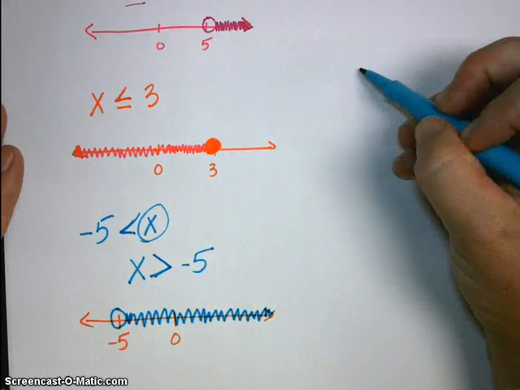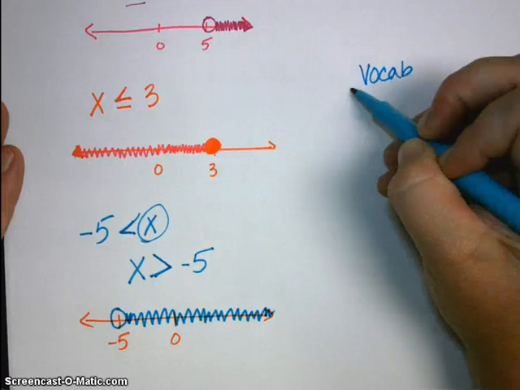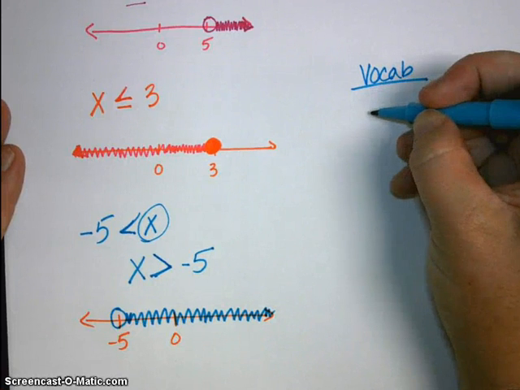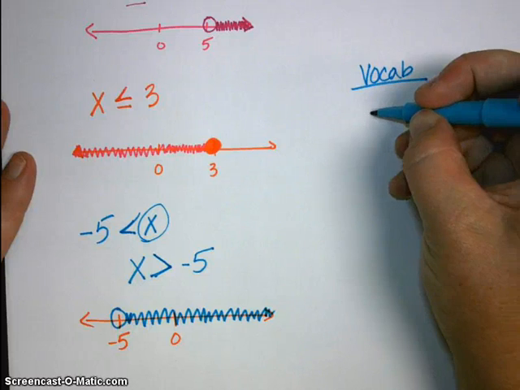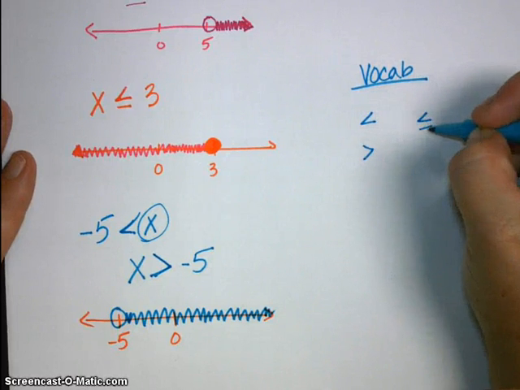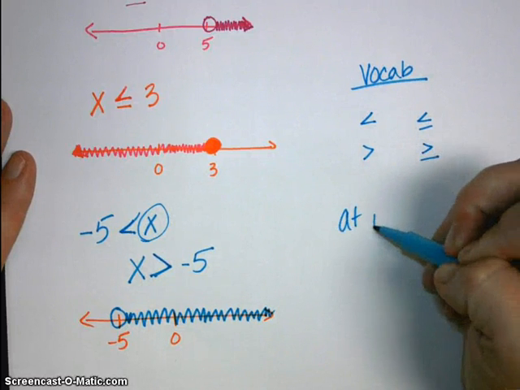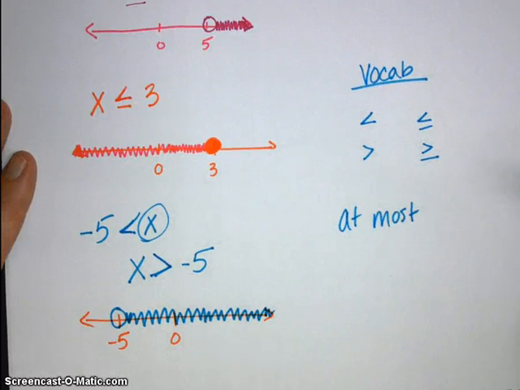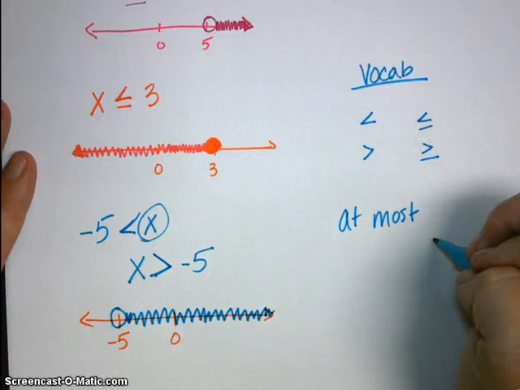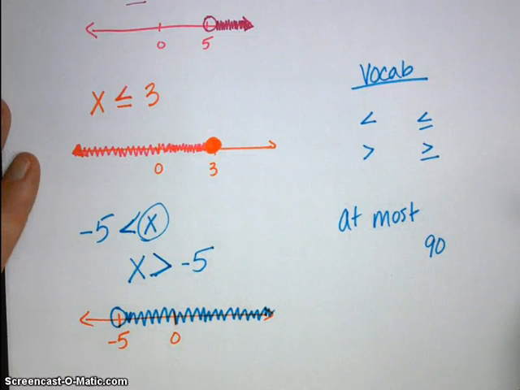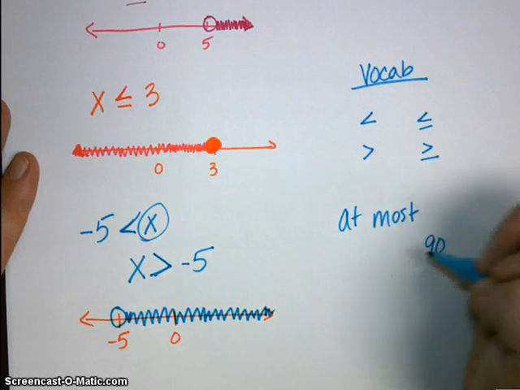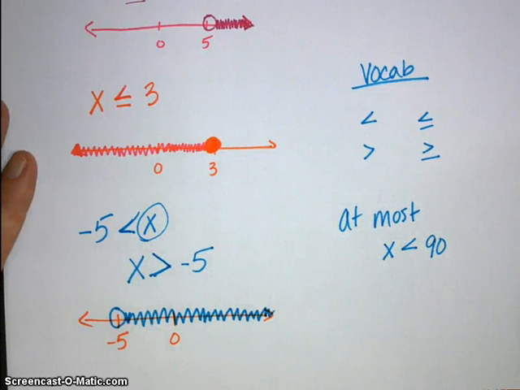The only other part we're going to look at today is some vocab. What words would I use to say that are kind of tricky? Less than, greater than, less than or equal to, or greater than or equal to. So if I use the term at most, meaning at most you can have a 90, I'm going to put 90 down. At most. Does that mean I'm going to go bigger than a 90 or less than a 90? If it's at most, 90 is the highest, so I'm going to go less than a 90.